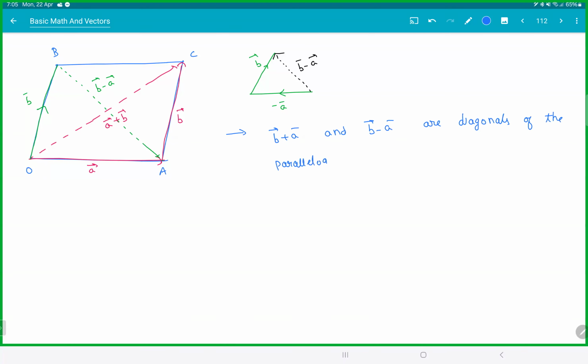They can ask you like this. If A bar and B bar are sides of the parallelogram, then what are the diagonals of the parallelogram? A bar plus B bar and A bar minus B bar are the diagonals of the parallelogram. Clear with that?